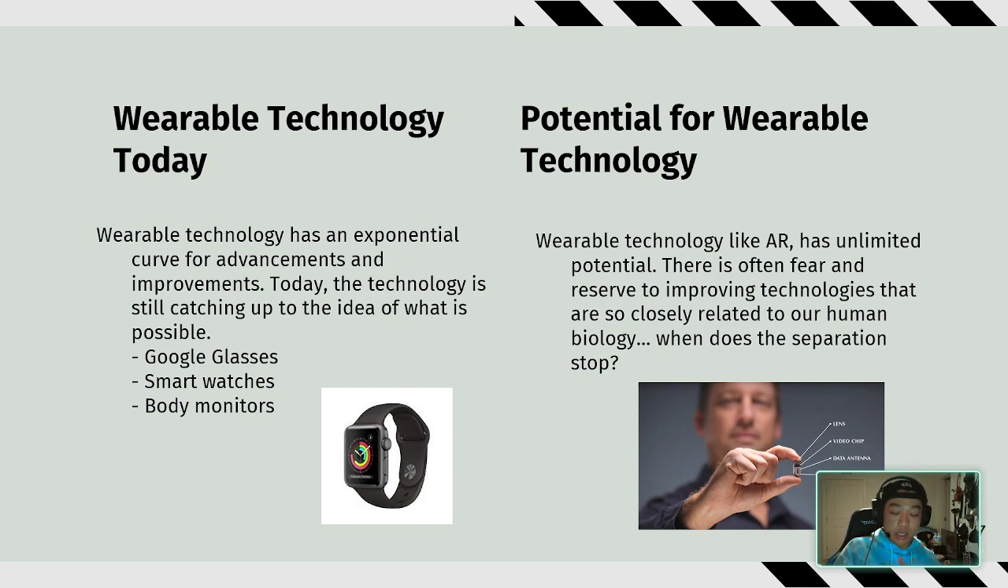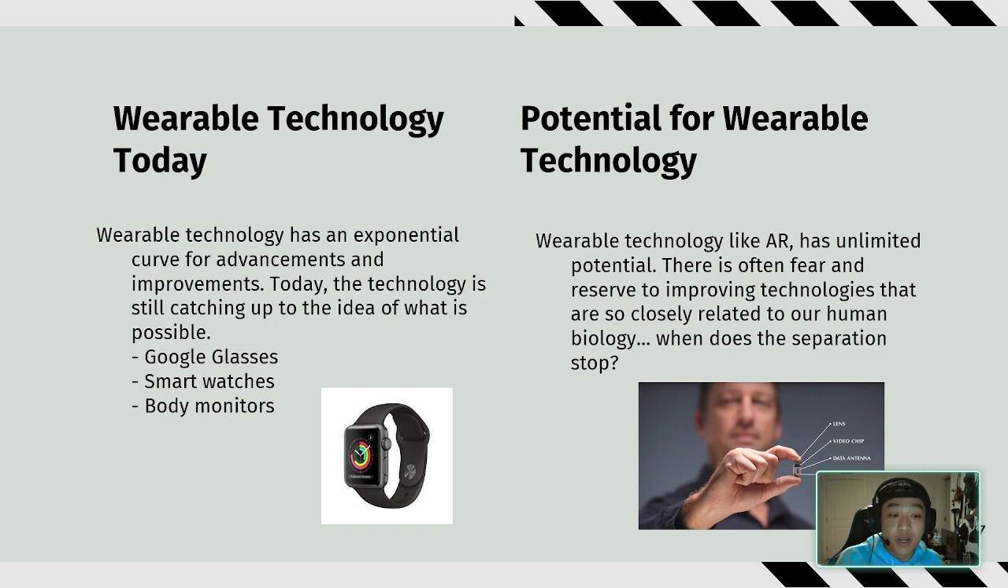Wearable technology. These are things like Google Glasses, smartwatches, and body monitors, like the Fitbit. The technology has an exponential curve for advancements, and the technology itself is still catching up to the idea of what's possible. So similar to AR, there are endless possibilities, but the technology is still in its research and design phase. So the potential for wearable technology, like AR, is unlimited.